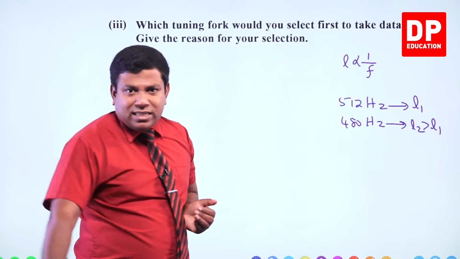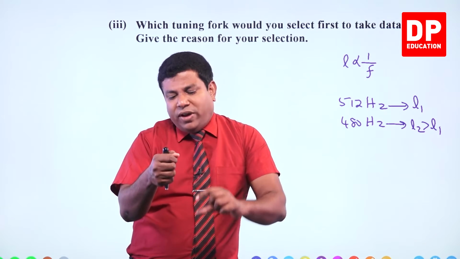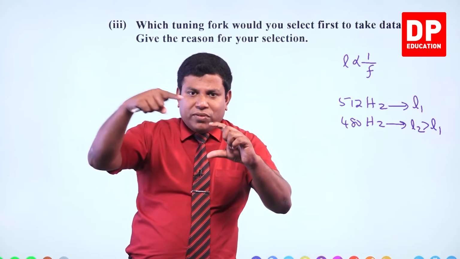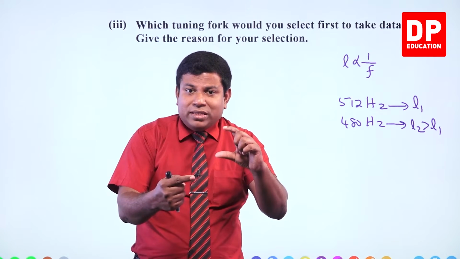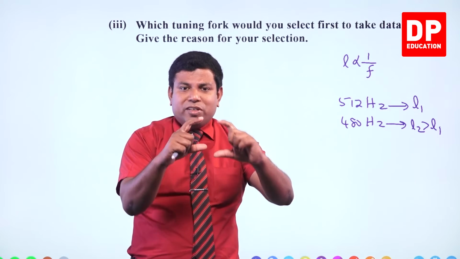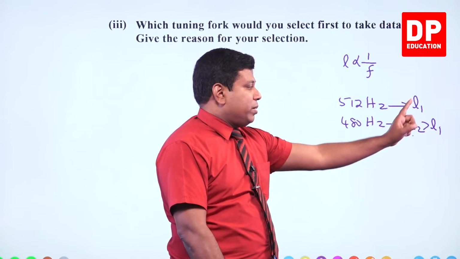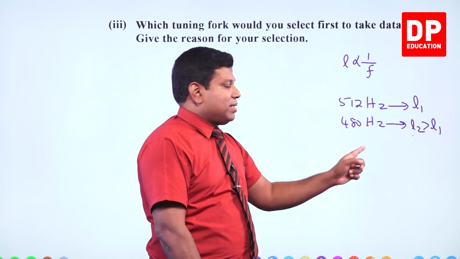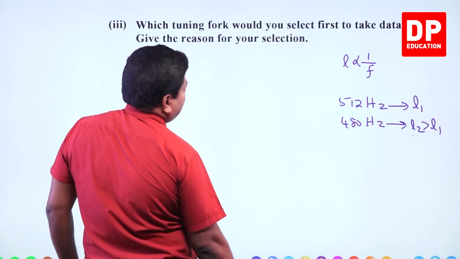So the advantage is, you start from 0 length for the highest frequency and find the resonance, and when you do it for the second frequency, you don't again have to start from 0 length. You can start from where you stopped for the previous one, because we know for sure the second length has to be bigger than the first length because the frequency is less. So that's why they are asking which one will you take first, give reasons for your selection.